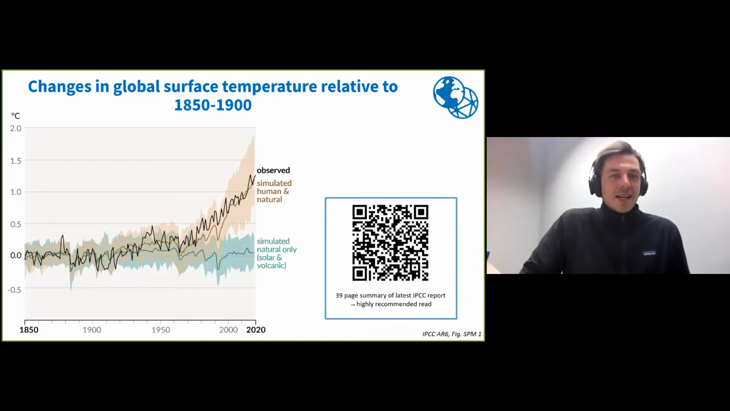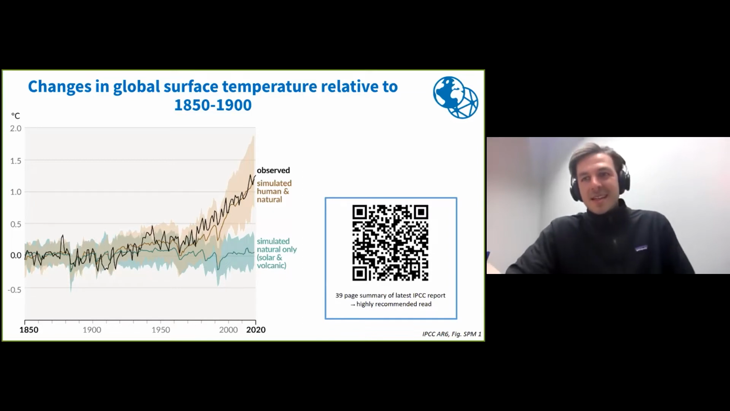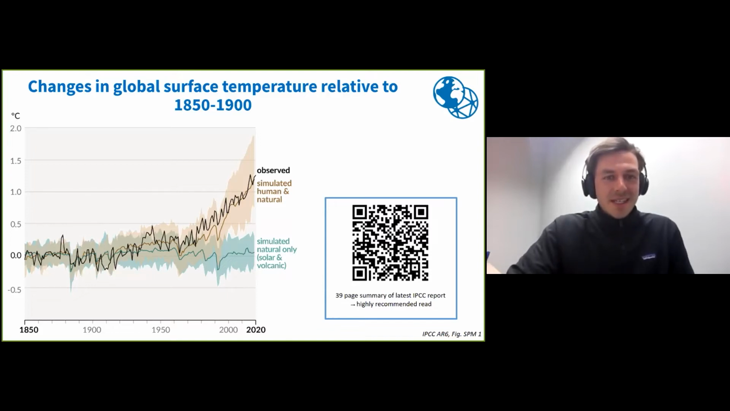What we see here in green is the simulated temperature change since 1850 until today, basically. And we see that there is not really much change if we only have the natural factors, so only solar and volcanic activity. If you look at the brown curve, this includes human actions, so all the CO2 that we emit. We can see that there is a clear trend to warming, and the black line is actually the observed temperature.